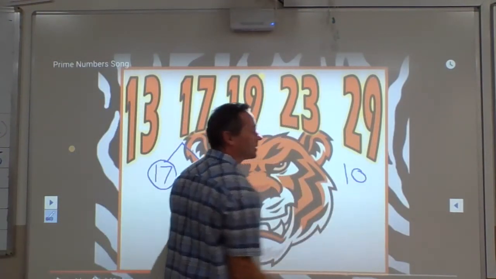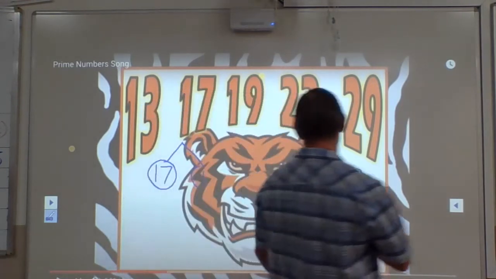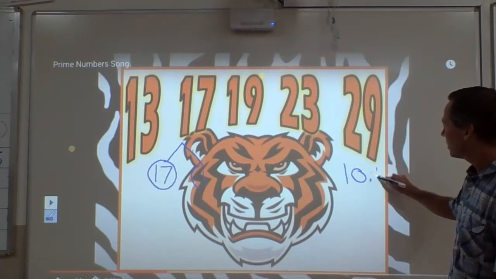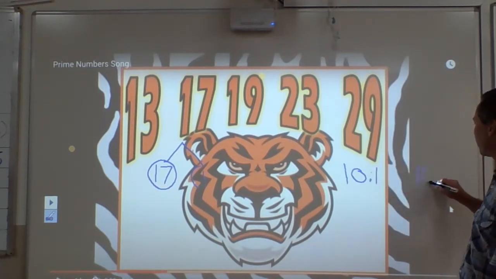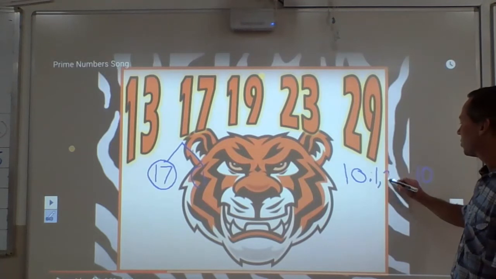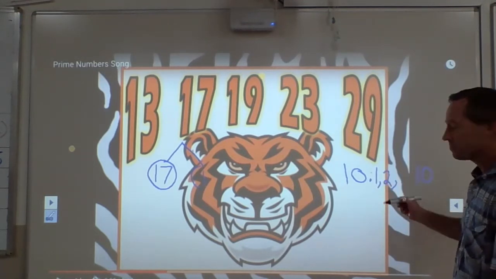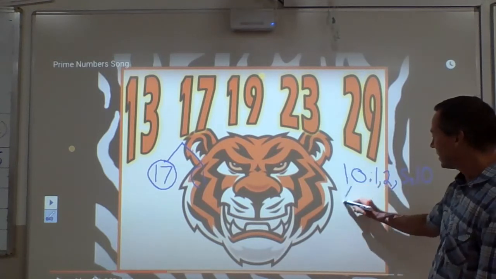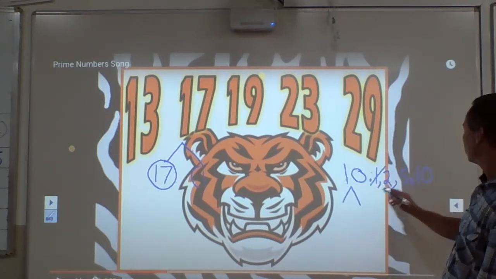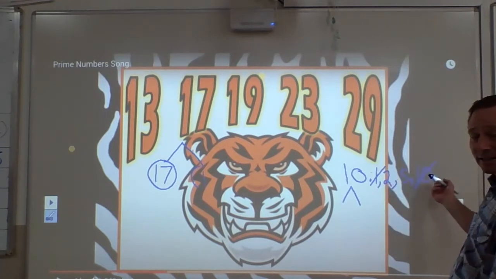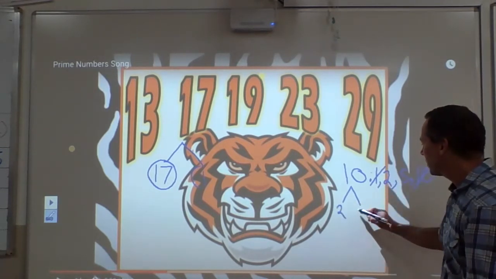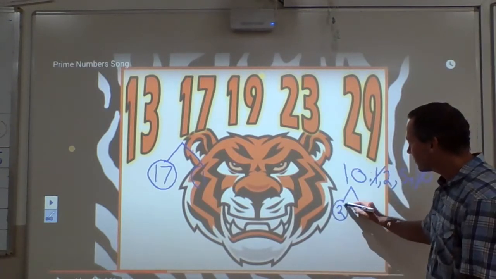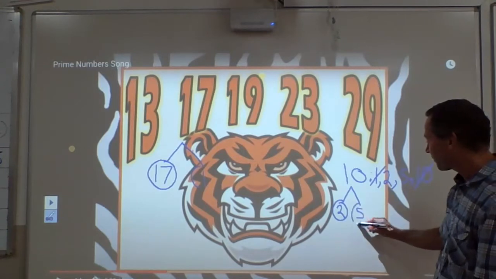So if it was 10, 10 is not a prime number, because 10 times 1, that's fine, it's a factor. So the factors of 10 would be 1 times 10, but it also has factors of 2 times 5. So if I was making a factor tree, 10, I don't use 1 and 10, I do 2 and 5, because 2 is a prime number, I'd circle it. 5 is a prime number, I'd circle it.